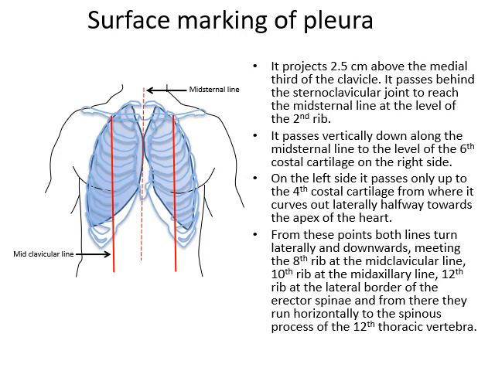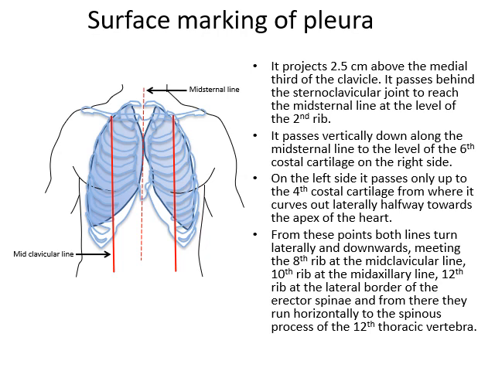On the left side, because the heart is there, at the fourth costal cartilage it will curve out laterally to allow space for the heart. Then again from the sixth costal cartilage downwards, it is the same. From these points, the two lines will move laterally and downwards, and meet the mid clavicular line.